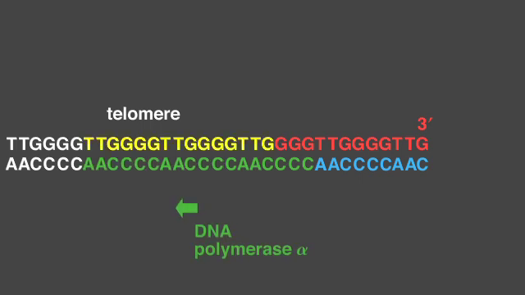The lagging strand is then completed by DNA polymerase alpha, which carries a DNA primase as one of its subunits. In this way, the original information at the ends of linear chromosomes is completely copied in the new DNA.